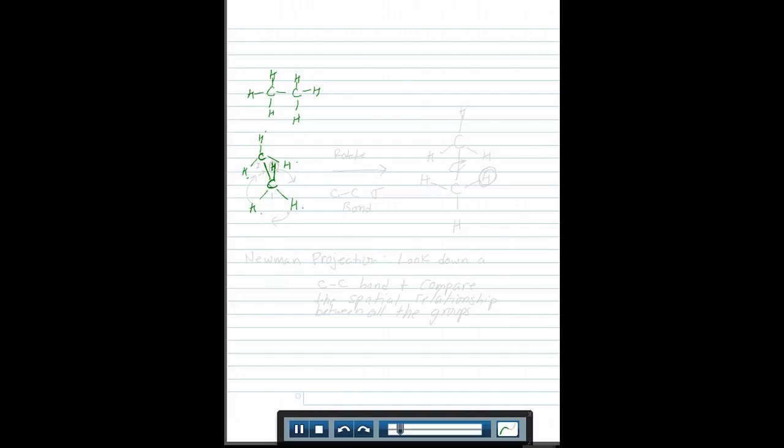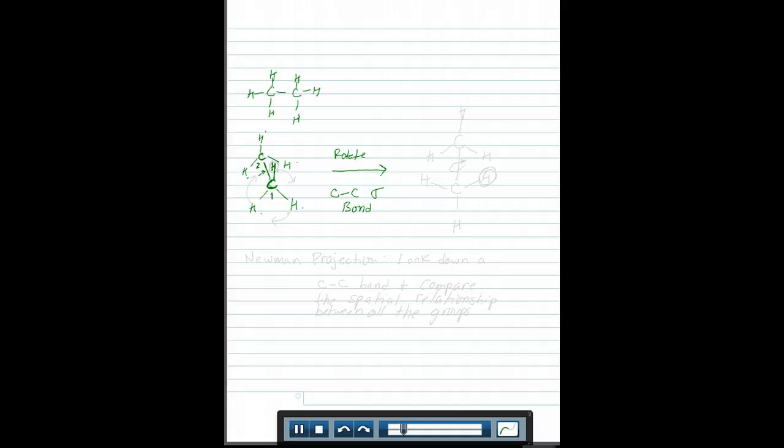If you have your model set, you might want to make ethane. Your model set will really help. What we're going to do is rotate around the CC sigma bond. So this bond right here, we're going to imagine I'm grabbing hold of this carbon. Let's call this carbon 1 and this carbon 2. Imagine I'm grabbing hold of carbon 1 and rotating it around the CC sigma bond.